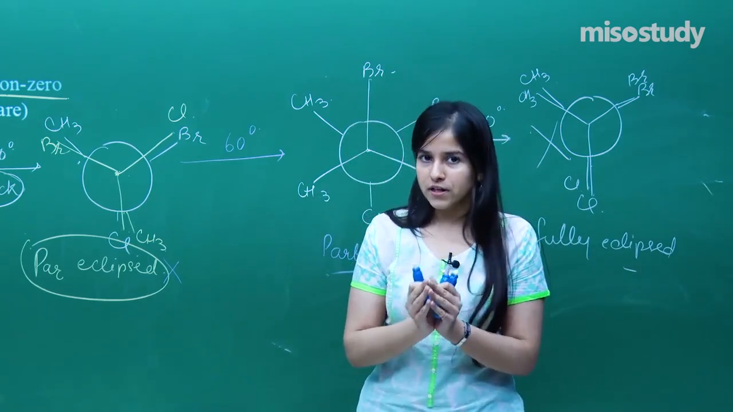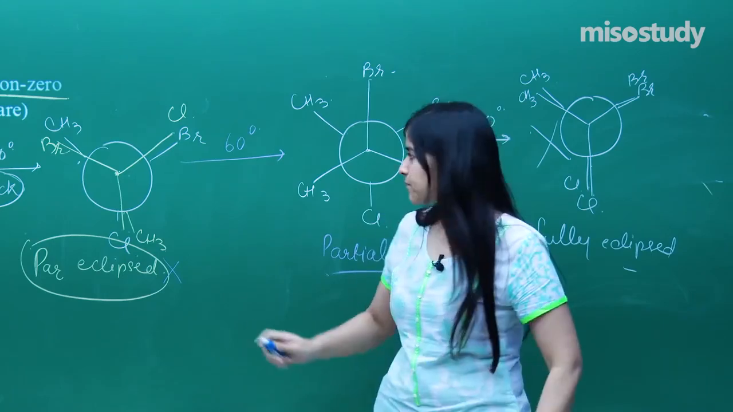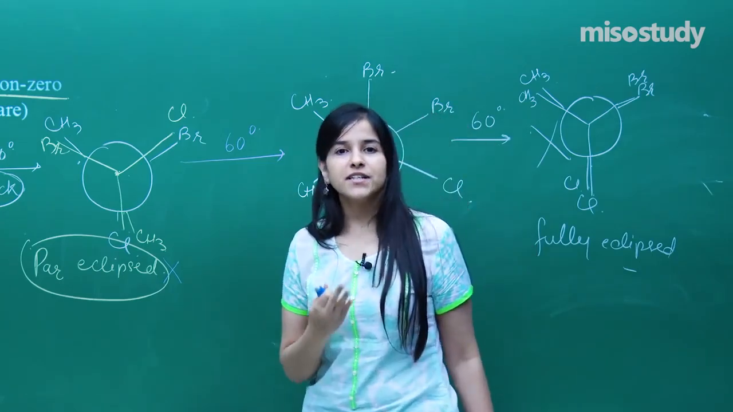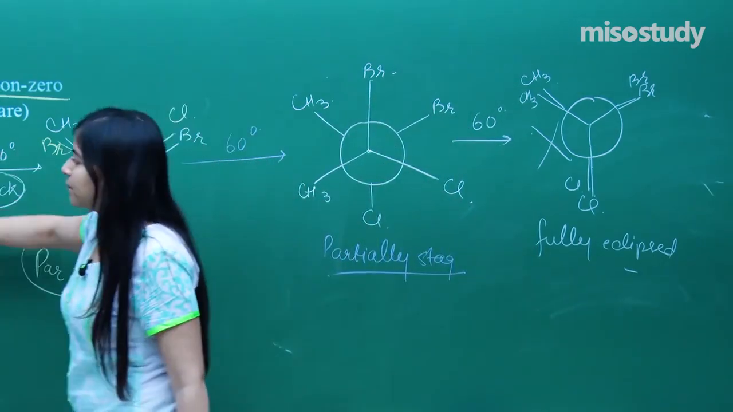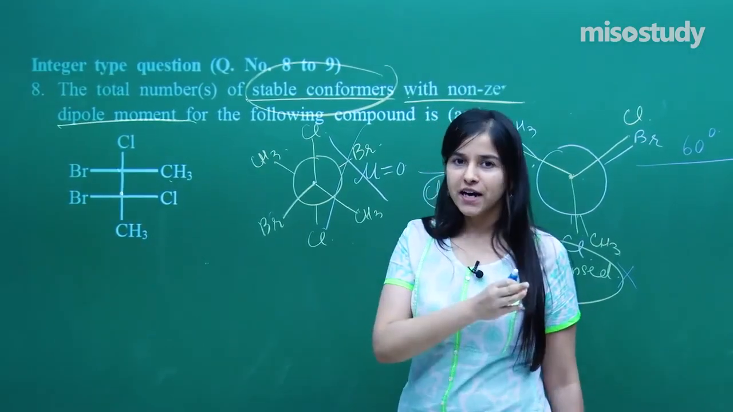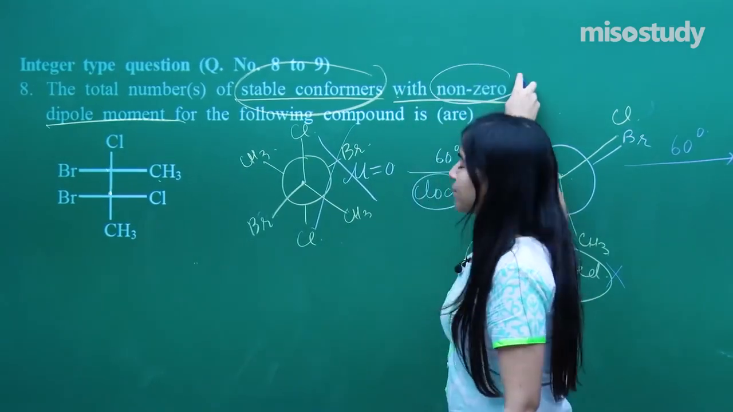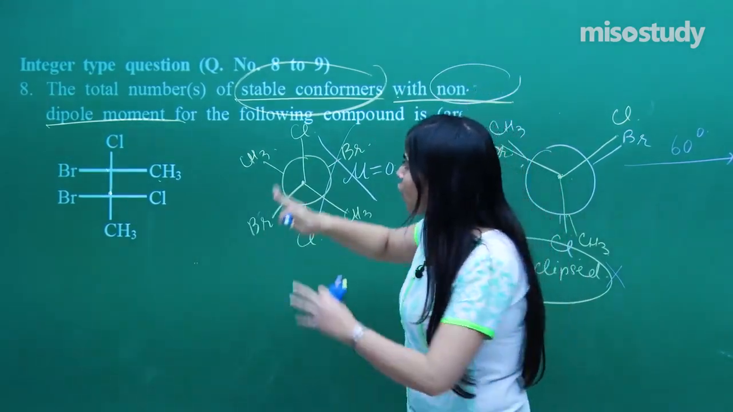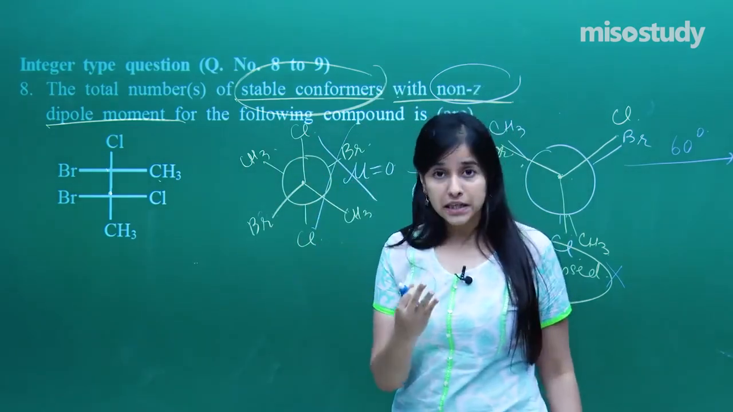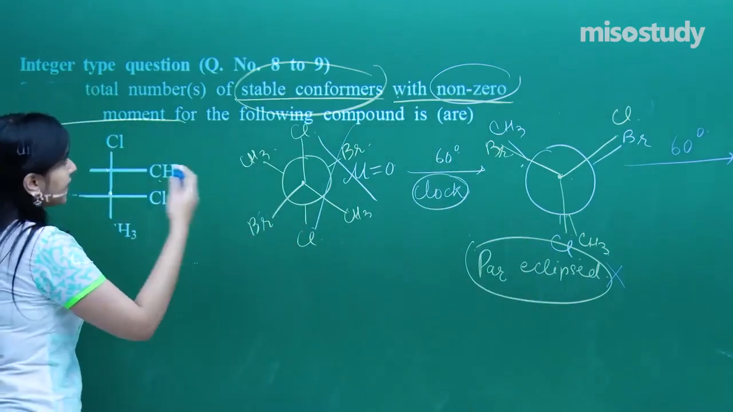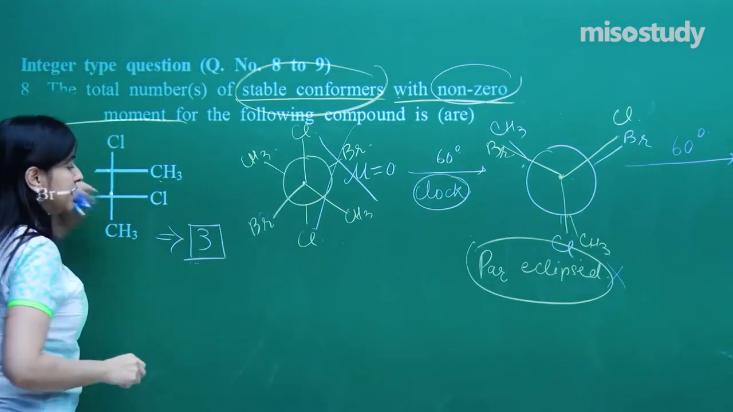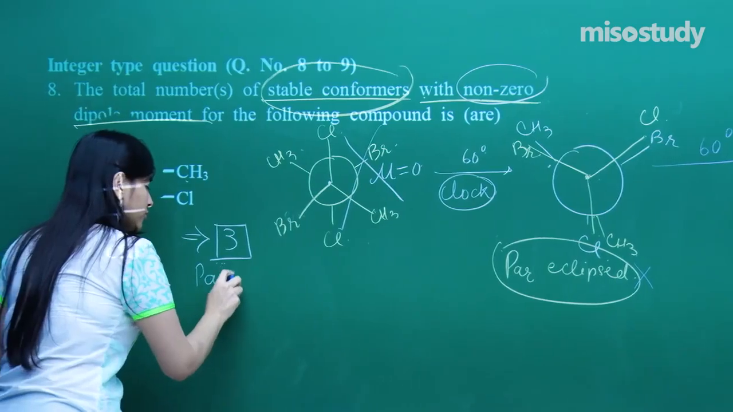Out of all the rotations, you need to work out the rest on your own. You will find three partially staggered forms. You do not need the completely staggered form because it has zero dipole moment, but you need partially staggered forms having non-zero dipole moments. That means out of all the conformers, these conditions are fulfilled by only three partially staggered forms. So in the integer type category, I have the answer as 3. Three such partially staggered conformers are possible.